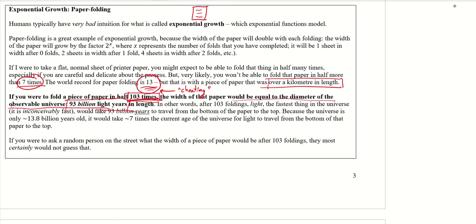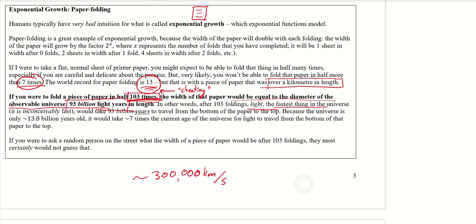To start to even approach an understanding of how tall this piece of paper would be after folding it in half 103 times, how tall that stack of paper would be, to get an idea of that, well, we should understand what a light year is. Light, first of all, is the fastest thing in the universe. It's inconceivably fast. Light travels at around 300,000 kilometers. This is a pretty far distance, right? 300,000 kilometers is an incredibly far distance. Light travels this distance every second. That is how fast light travels.